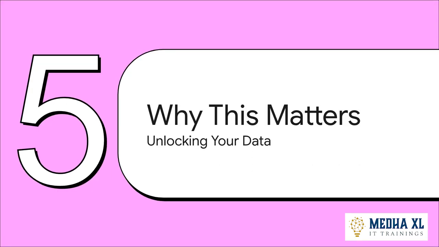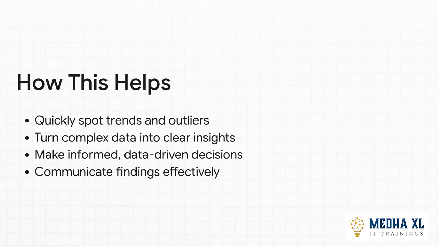So we solved our little case. But why does this skill really, truly matter? Let's zoom out and look at the bigger picture here. Because this simple technique lets you instantly spot trends, patterns, and those weird outliers, just like we did with that sales spike. It transforms overwhelming data into simple, actionable insights. And this helps you make smart, data-driven decisions and, just as important, it lets you communicate what you found to other people in a way they can immediately understand.